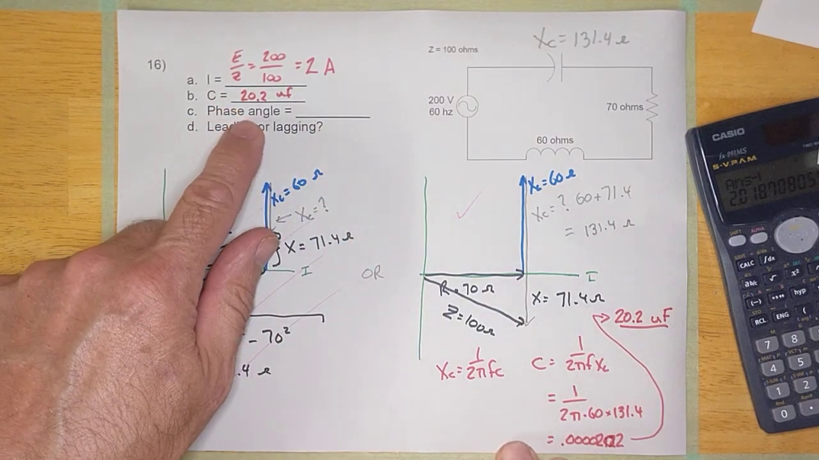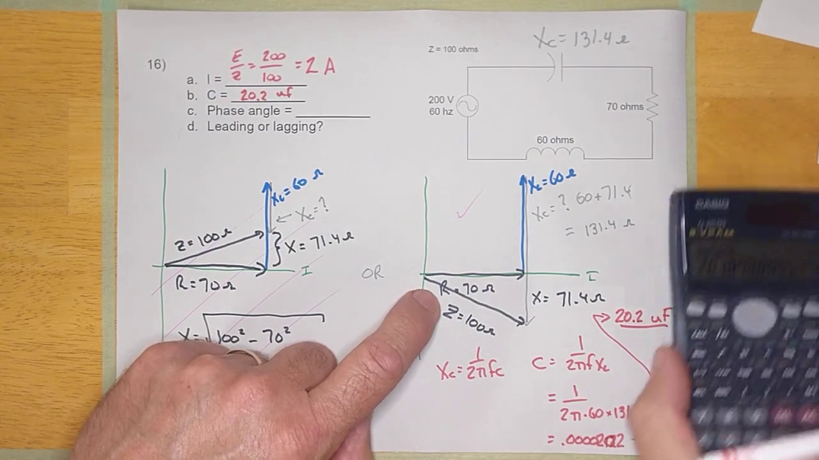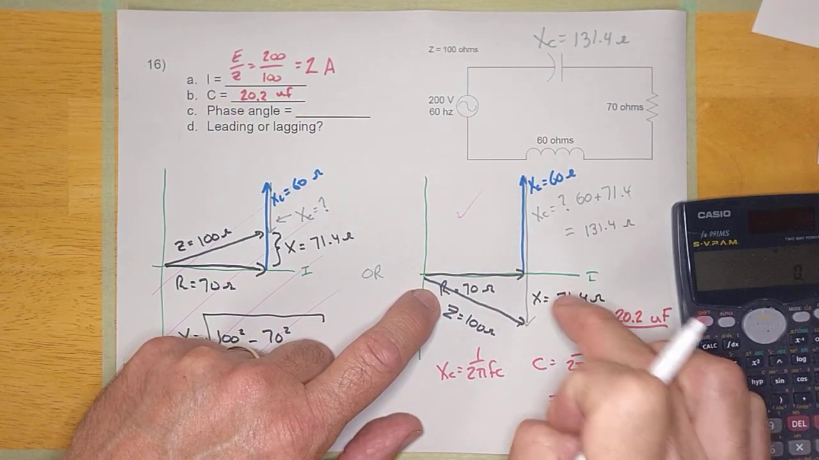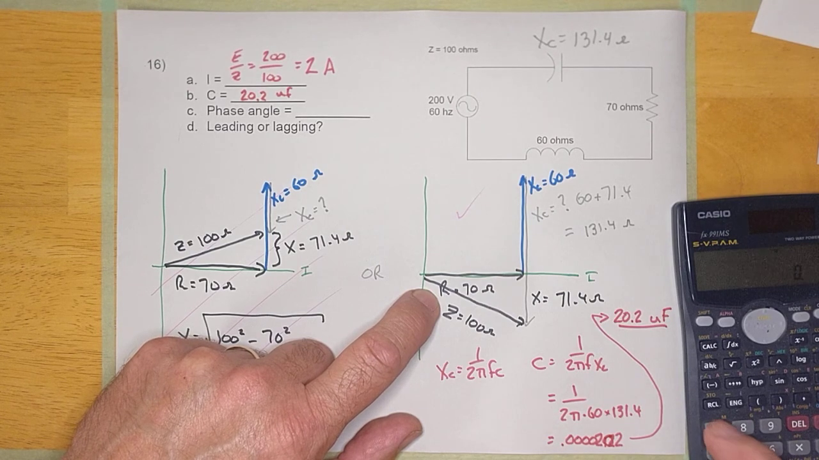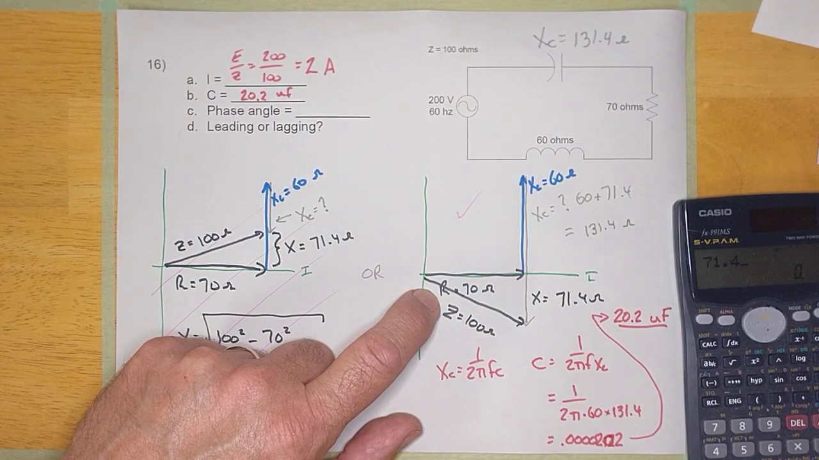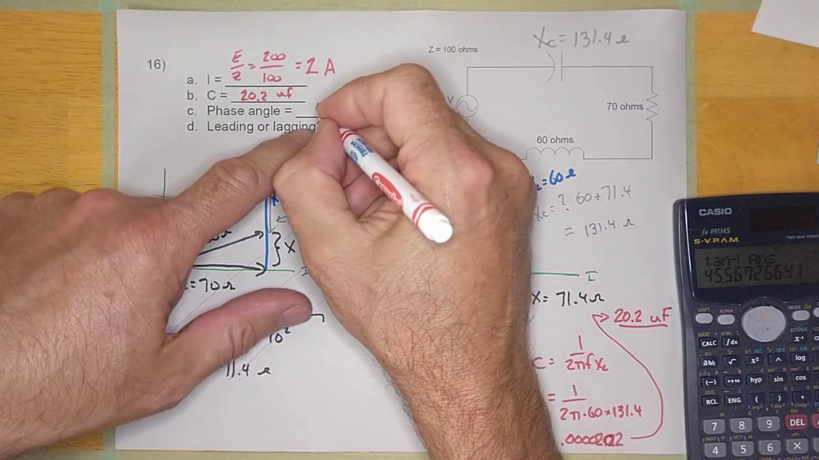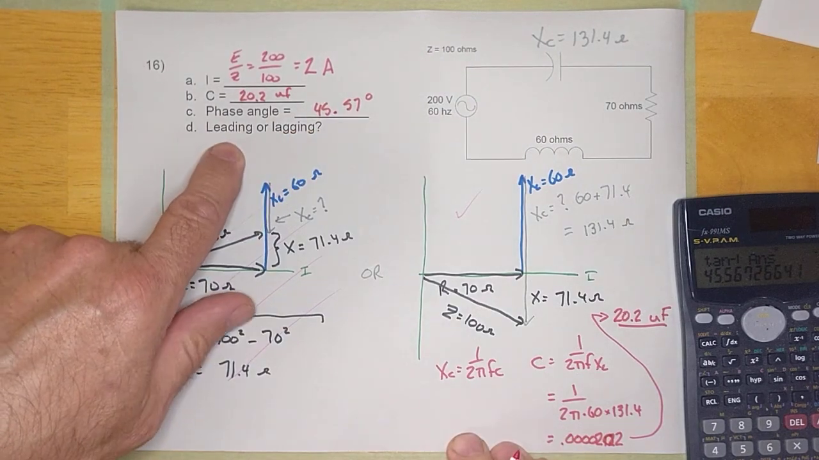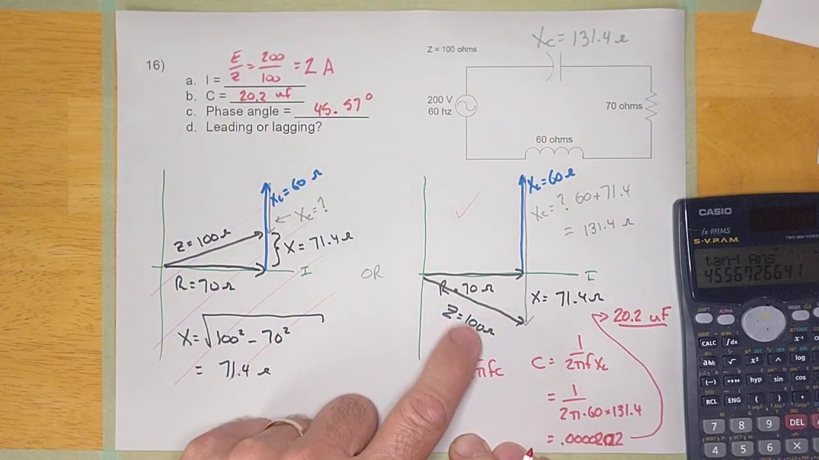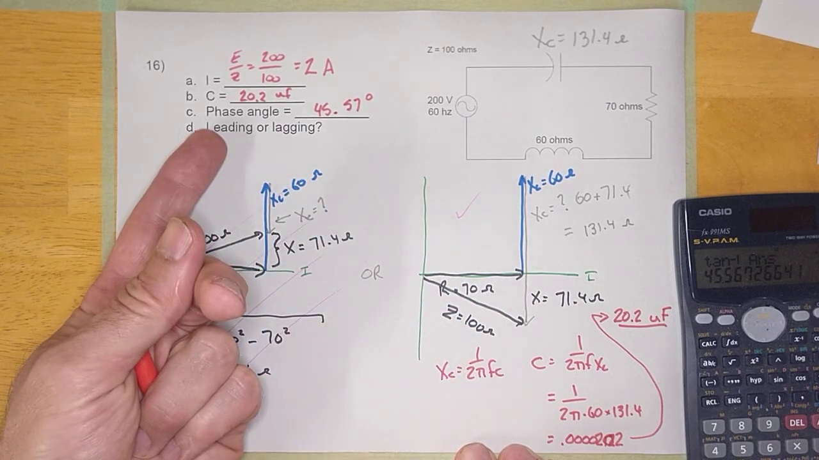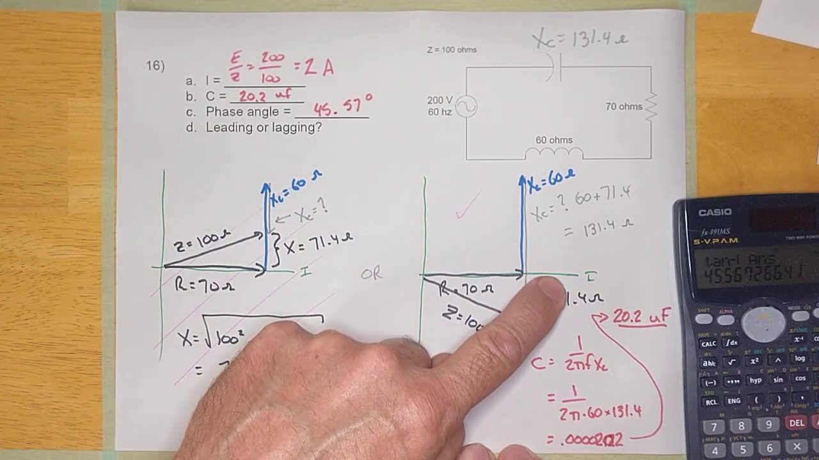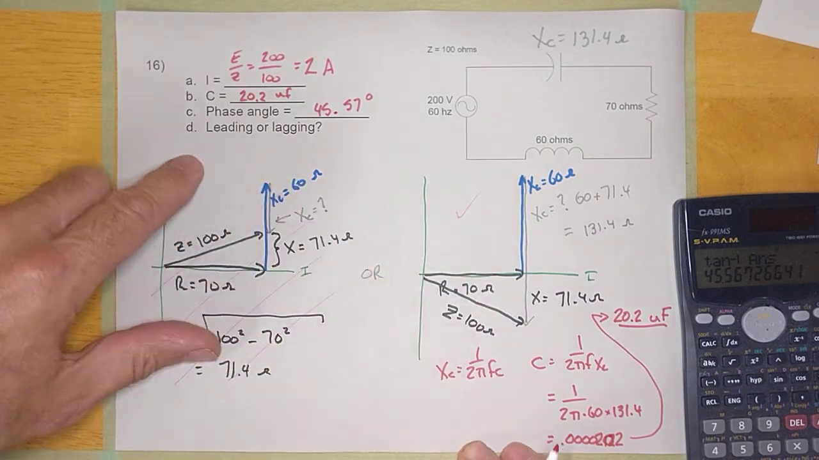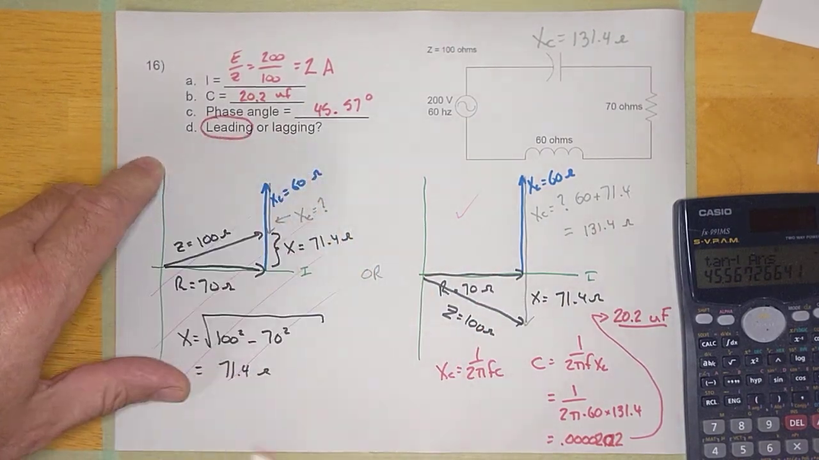And the phase angle, well, I can calculate it right here. We might as well finish this up. It is going to be opposite over adjacent, inverse tan, 71.4 divided by 70, equals shift tan equals 45.57 degrees. All right, now leading or lagging, what do you guys think? This is the drawing right here. How do I figure out leading and lagging? Identify the current phasor, counterclockwise. Okay, so this guy is leading.